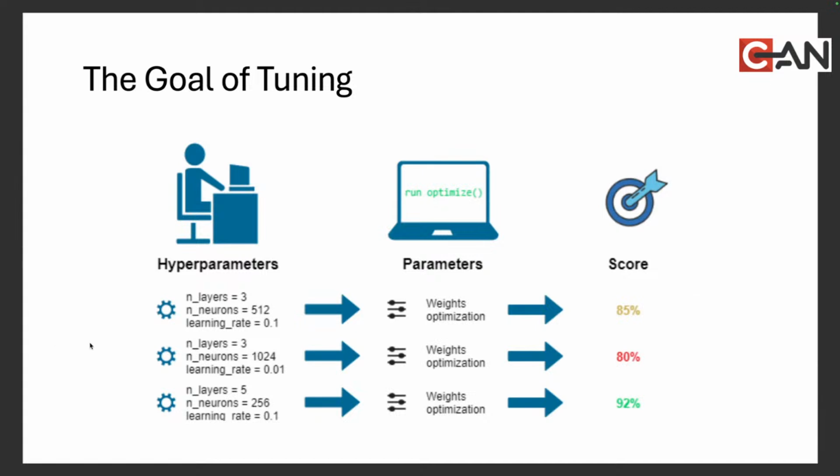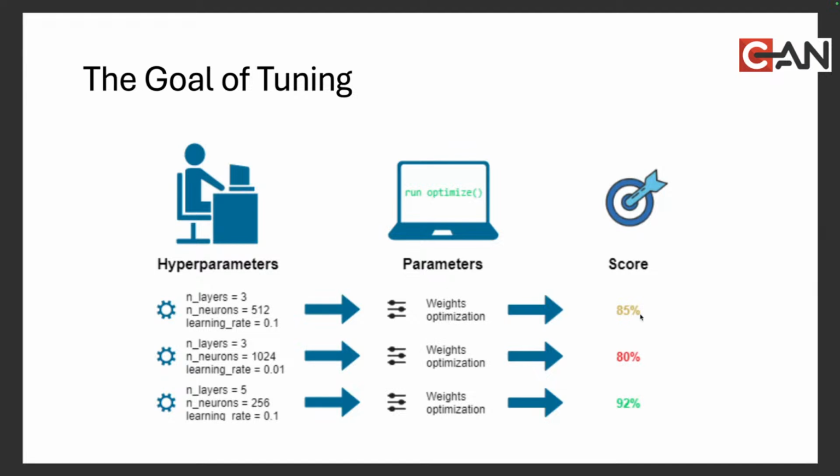So we have a combination of parameters here: N layers, N neurons, learning rate, and then your model will do its weight optimization, and then it will produce a score. So you're training an entire model every time you change a hyperparameter. So it's very expensive is what I'm trying to say. And that's why we can't search everything. That's why we can't do everything.